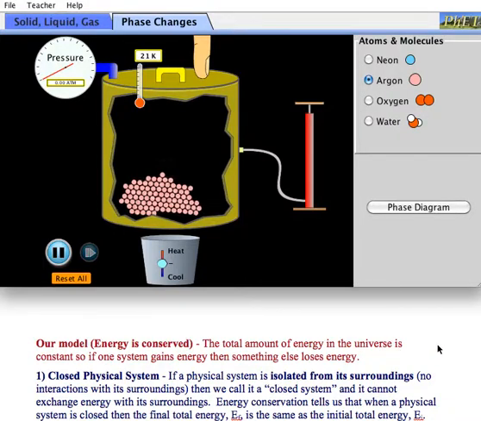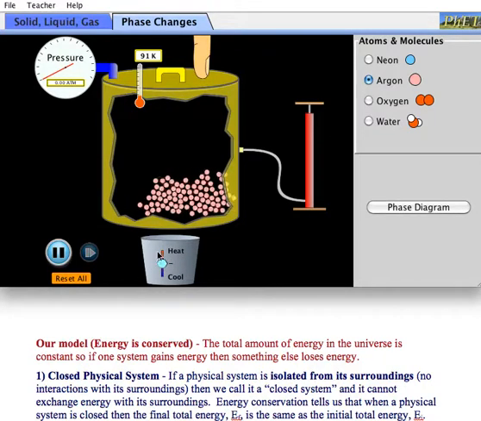Our model is a simple one. Energy is conserved. The total amount of energy in the universe is constant. If I heat this up, if I add heat energy, heat this up to make a liquid out of it, out of the argon, then that energy came from somewhere.